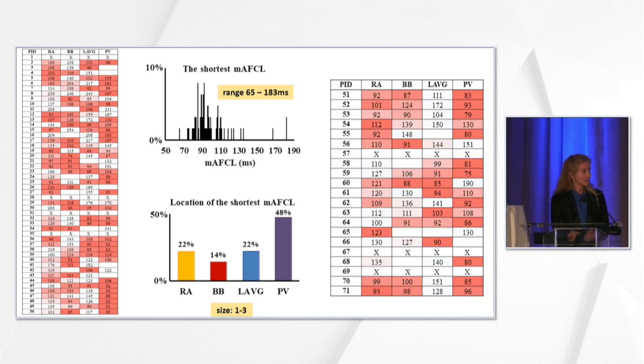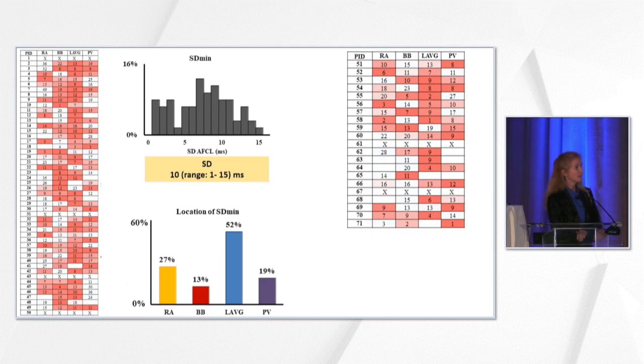Interestingly, the size of these areas ranged between 1 and 3 electrodes. The screens here are flashing on and off, but it doesn't matter, I will take a look at the other screen. And meanwhile, we also wanted to know whether the patterns of activation were regular, so we also identified the areas with the smallest standard deviation. And the smallest standard deviation in each patient ranged from 1 to 15 milliseconds. And here you see that these sites were located mainly at the left atrioventricular groove, but also frequently on the right atrial appendage.